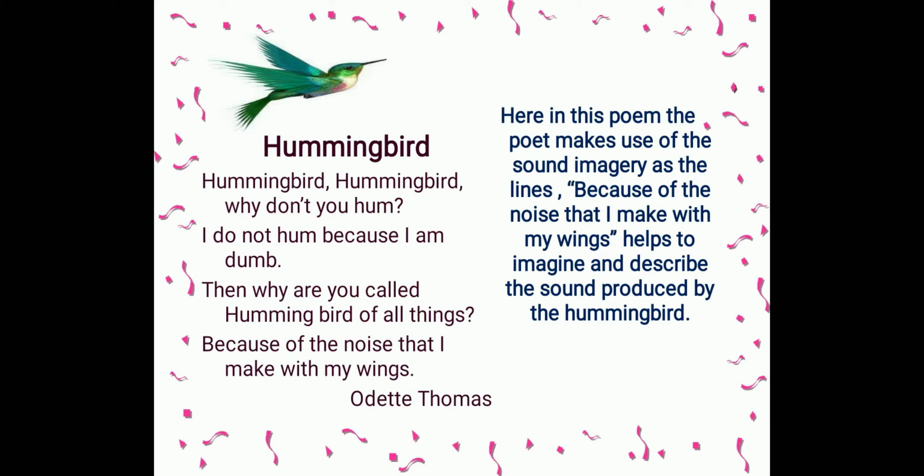Here we can see how the poet has made use of the sense of sound because of the particular line, because of the noise that I make with my wings. This particular line helps you to imagine the sound that is being produced by birds. Here it specifically mentions hummingbird. So now this helps you to imagine the sound that is being produced by the bird. So now you can see how the poet has made use of the imagery device of the sense of sound.